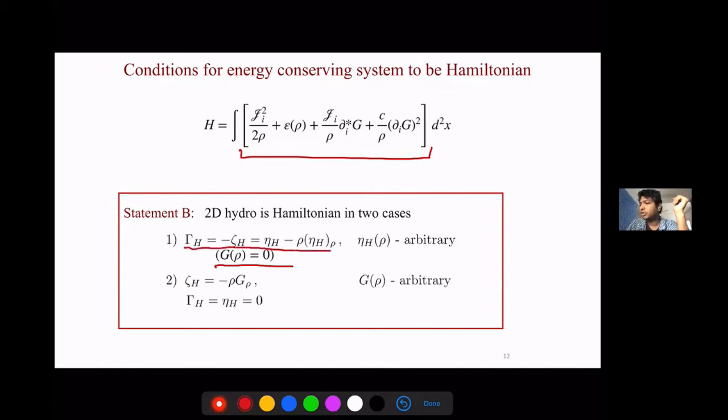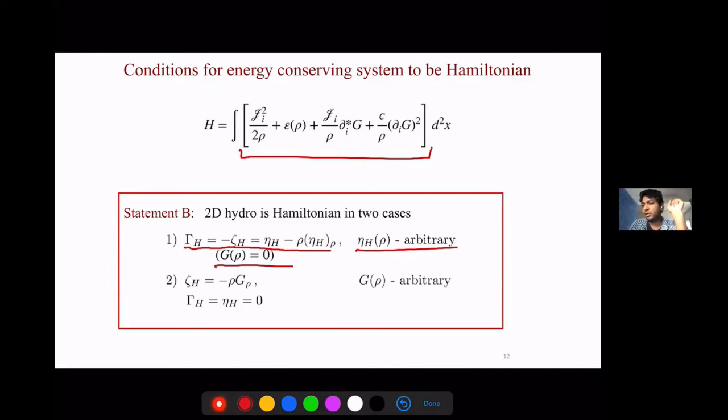Gamma h equals negative zeta h, equal to eta h minus rho eta h prime. This rho means that I'm taking a derivative with respect to rho here, and eta h is arbitrary. This is the condition for that first case of energy conserving case to be Hamiltonian.